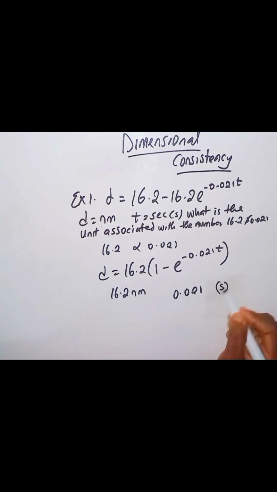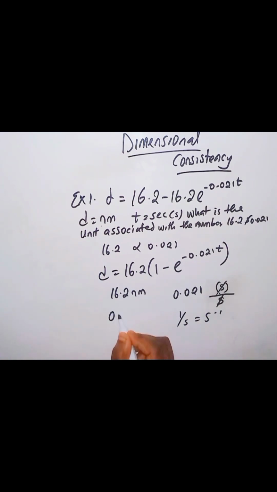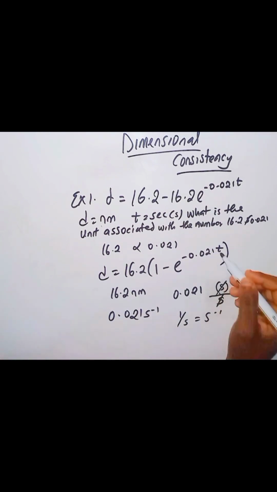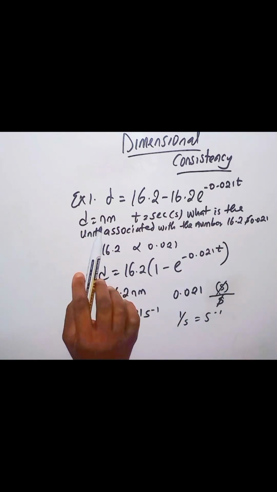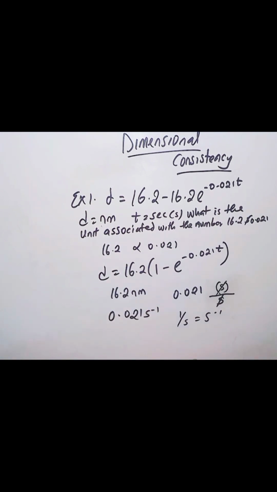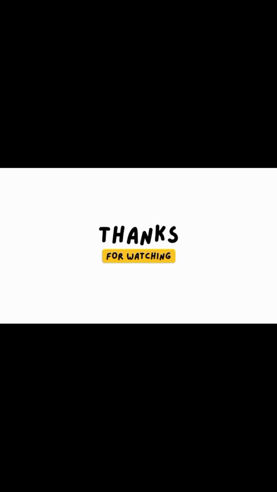What should we do to cancel out this t? We can say divide by seconds so that we can cancel out. So this means that we can write this as per second. 1 over s is per second. Therefore, 0.021 can be expressed with per second, so that this time, which is expressed in seconds, can cancel out. At the end of the day, when you simplify this equation, your D is supposed to be in nanometers, no seconds attached. So these are the units for each of these.